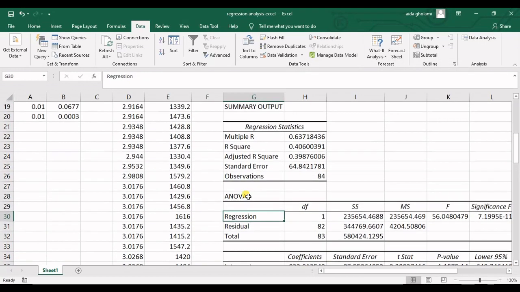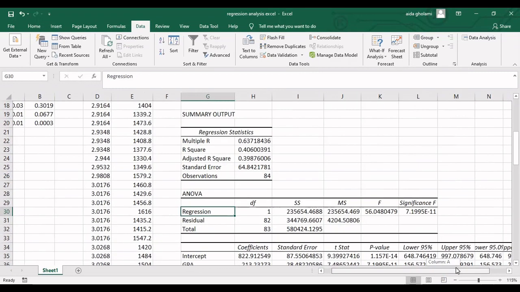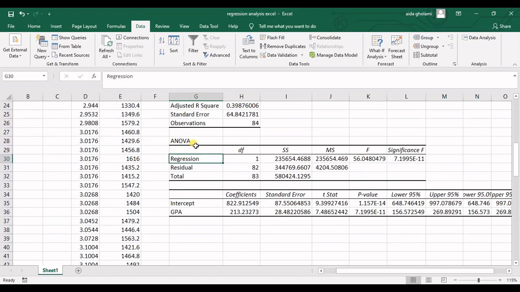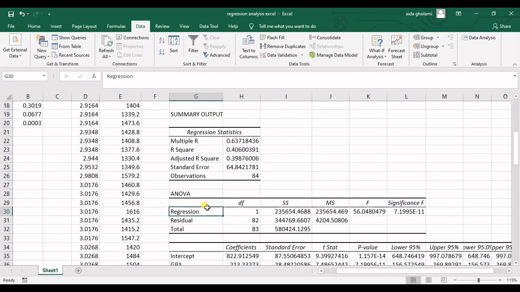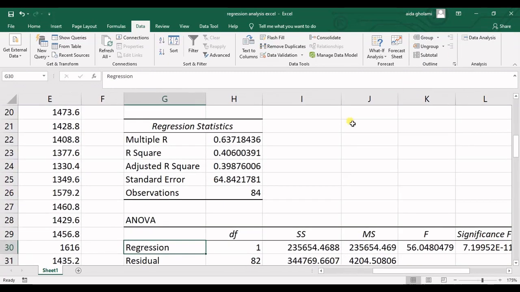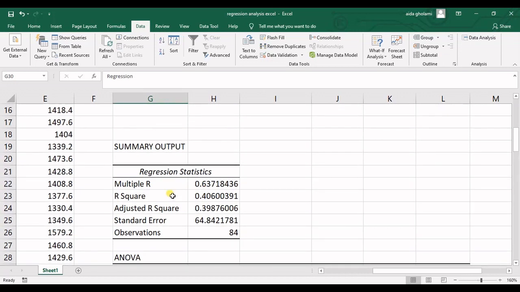So now you can see these output tables are made for me. The first one is the regression statistics, the next is the ANOVA table, and the next one is the most important table for us. Starting from the top, you can see the regression statistics. The first one is multiple R, which is the coefficient of correlation.